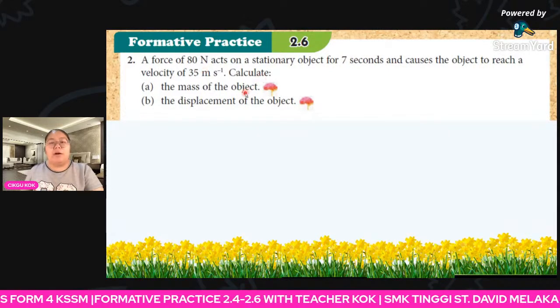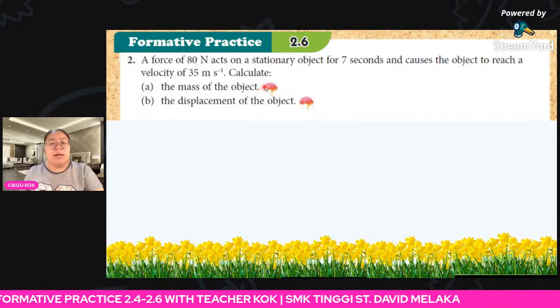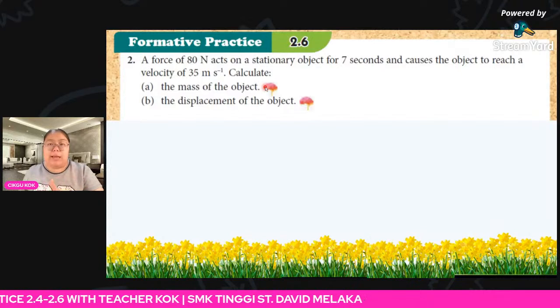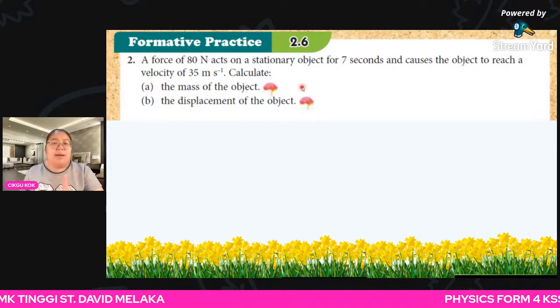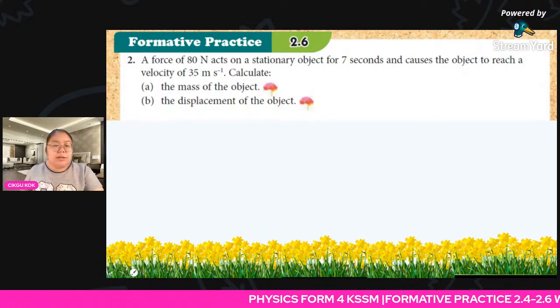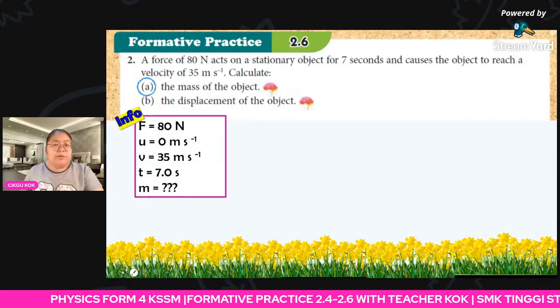For the mass of the object, you need to use the formula F equals ma. But the problem here is we don't know what a is. So we're still using the equations. So we write the info first. Okay, for question A, we find the info.